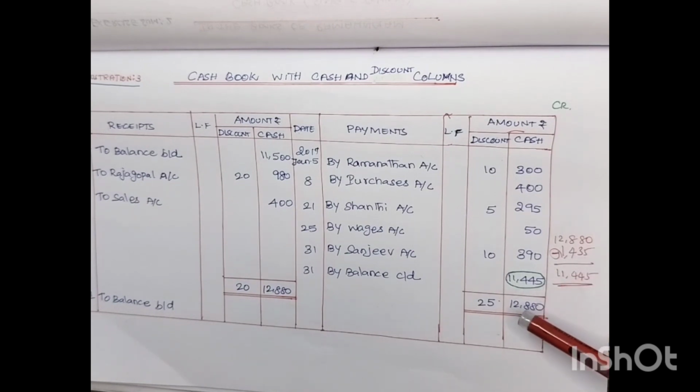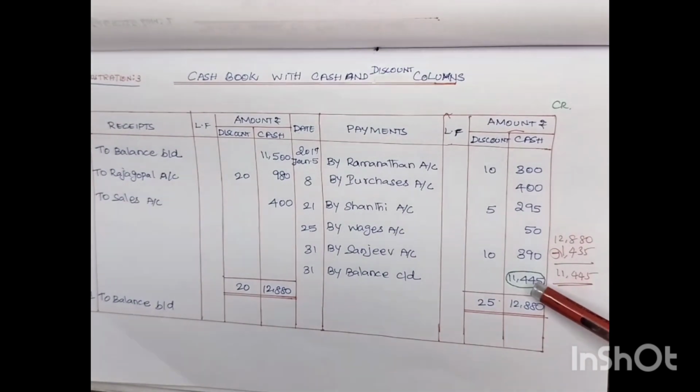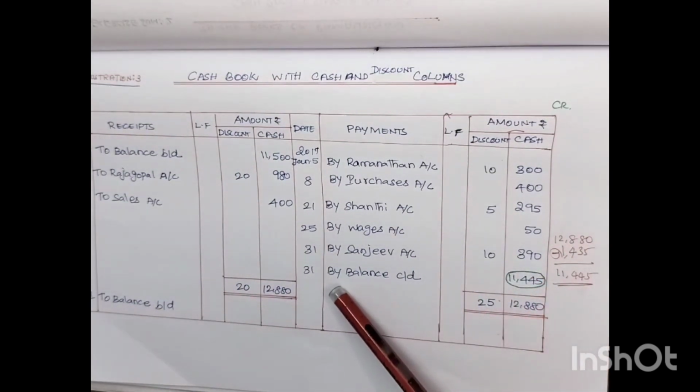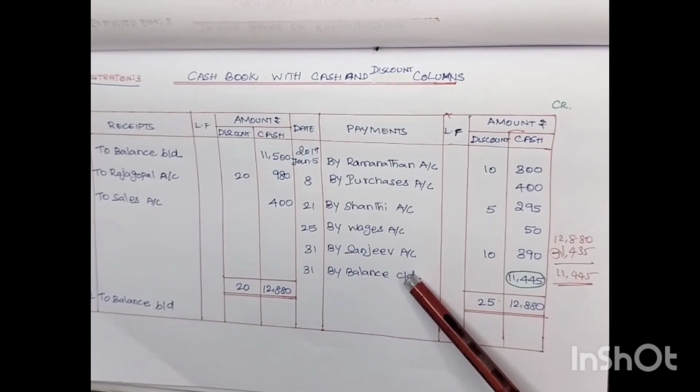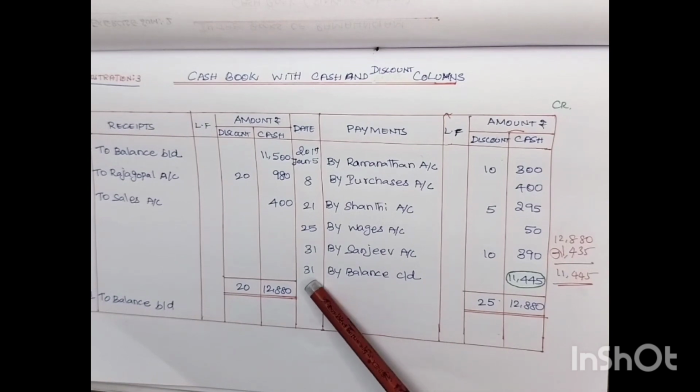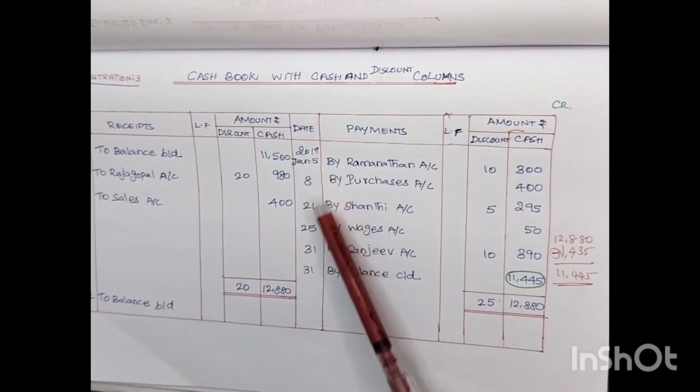How do you find the difference? You subtract that lesser value, 1,435, from the total, 12,880. What do you get? You get 11,445. This is the difference value. This difference you have to enter on the lesser side, and against it you enter "By balance carried down." This is the closing balance of the double column cash book. And in the date column you enter the last day of the accounting period, that is January 31.